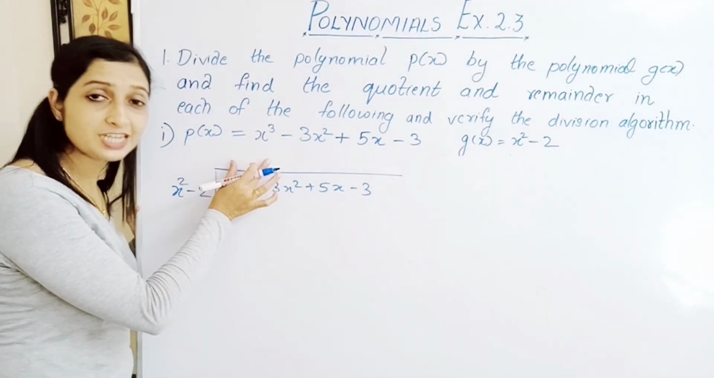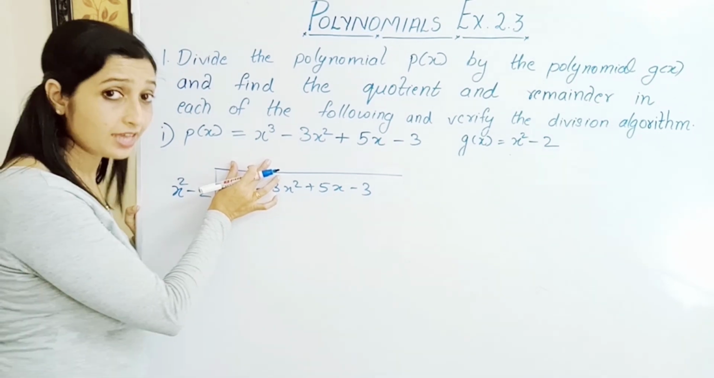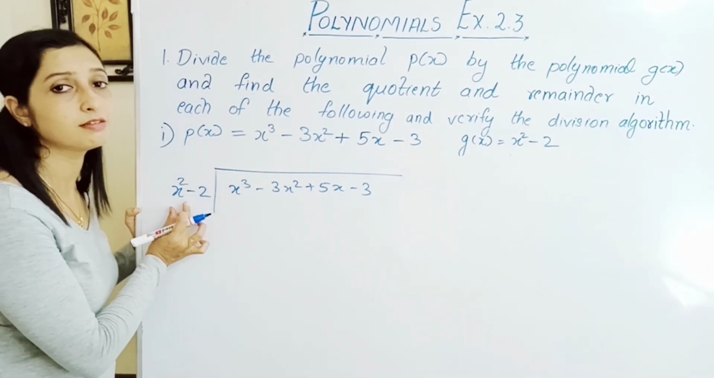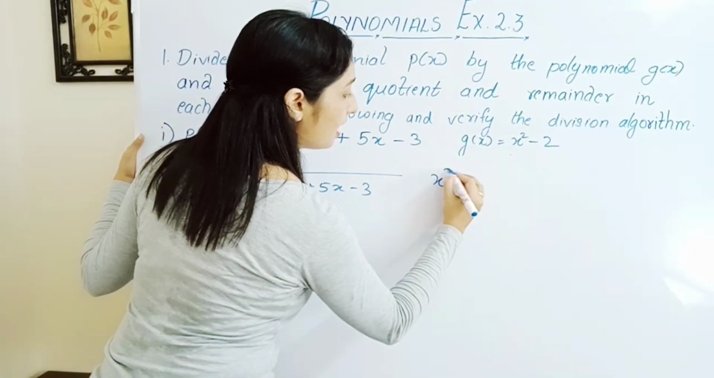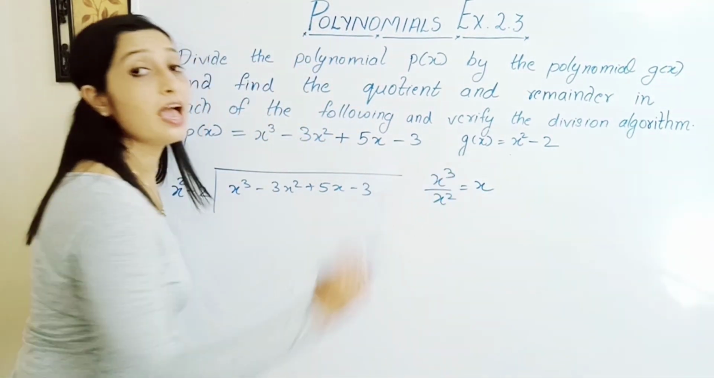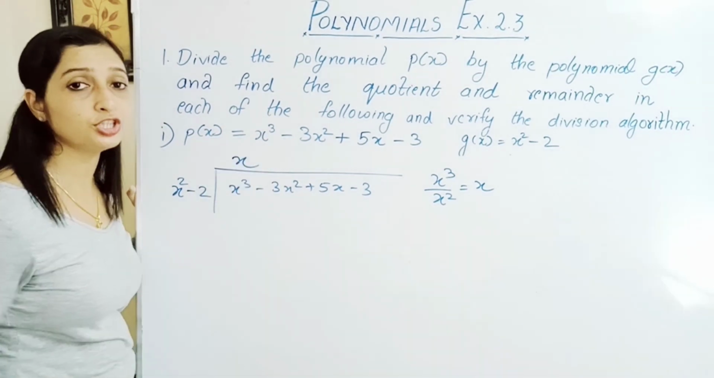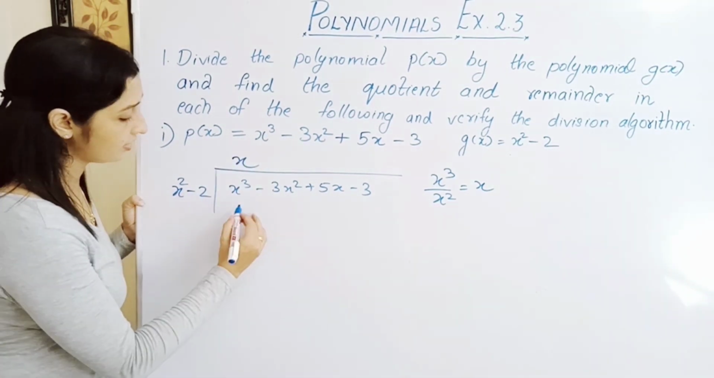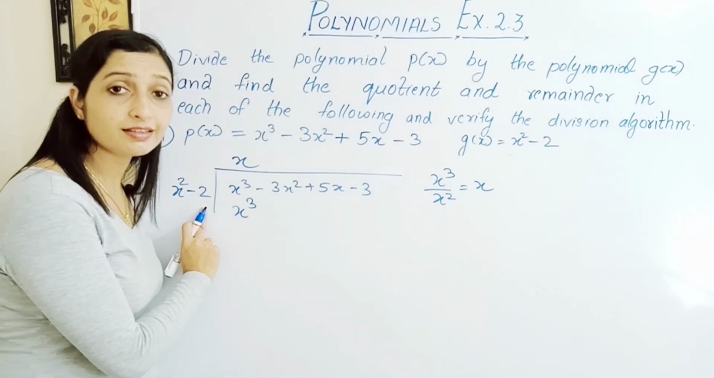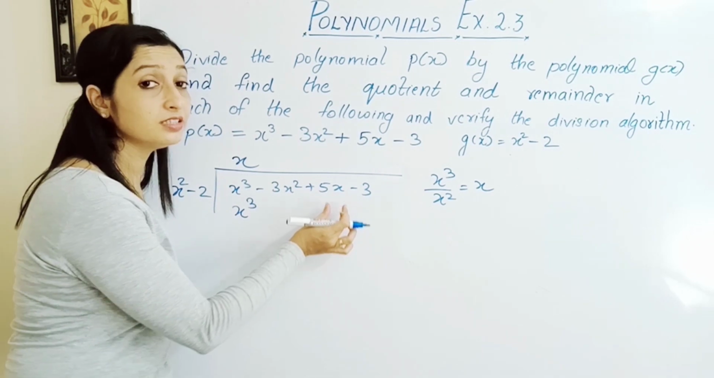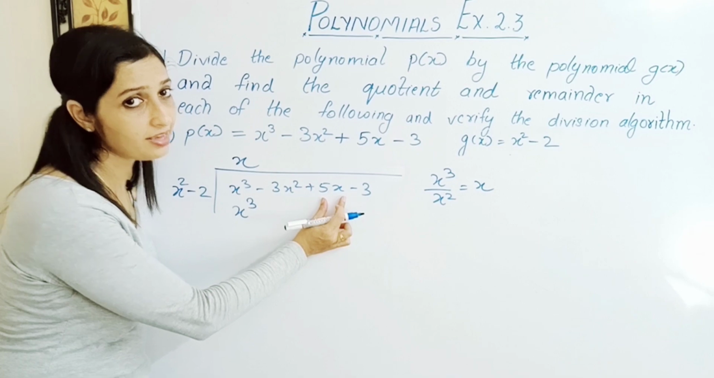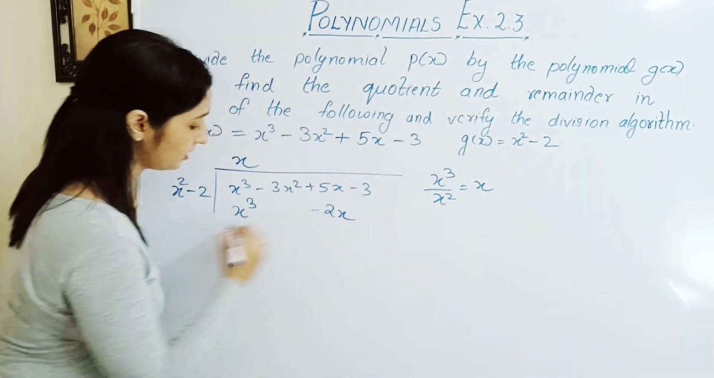Now, how will you find the first term of the quotient? For that, we divide the first term of the dividend by the first term of the divisor. That is x cube by x square, which gives the answer x. So our first term of the quotient is x. Multiplying, you get x cube minus 2x. Now, where do I write this minus 2x? I write it under the term having the same variable. Your 5x is the term having the variable x, so I write the minus 2x here.